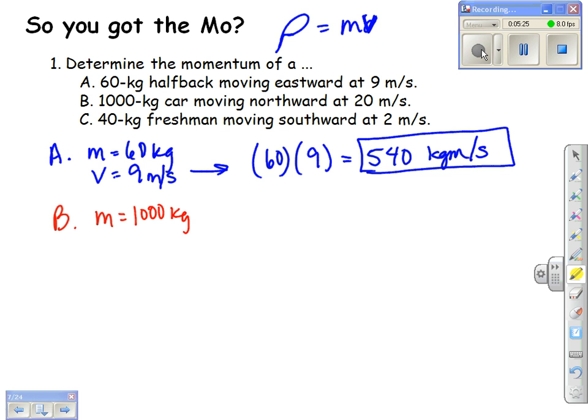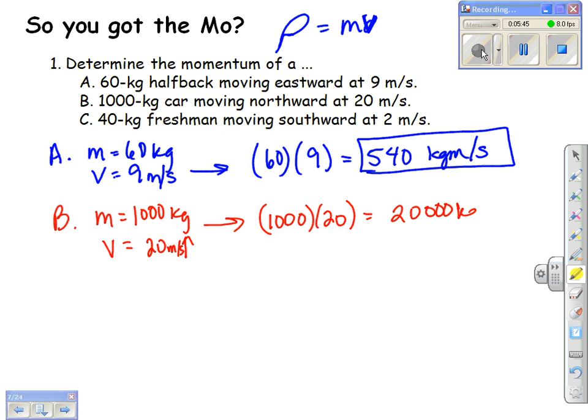Now the next one, on B, we have a mass of 1,000 kilograms because we're talking about a car, and it's moving northward, so our velocity is up at 20 meters per second. To find the momentum, we take 1,000, which is our mass, times our velocity of 20, and we get an answer of 20,000 kilograms meters per second, and it is upwards. Okay, so it is northern. This one was eastern. So if I go back and box them, that's what I could have as answers.